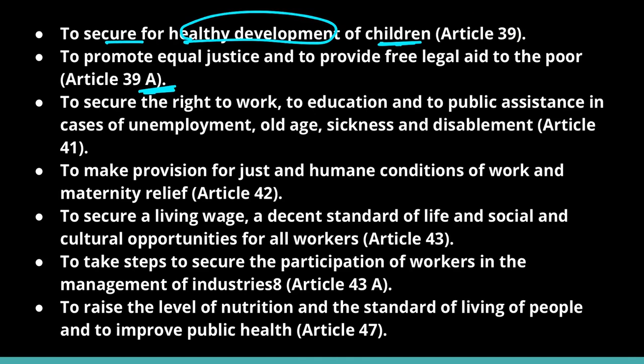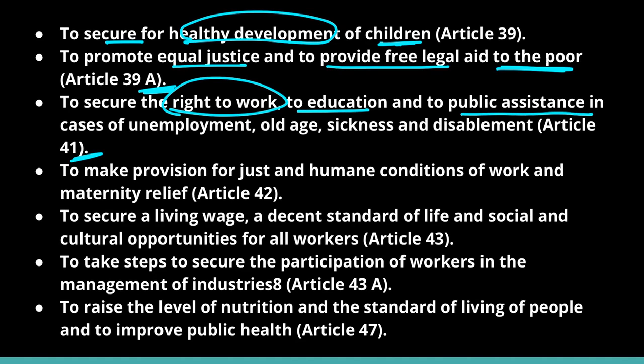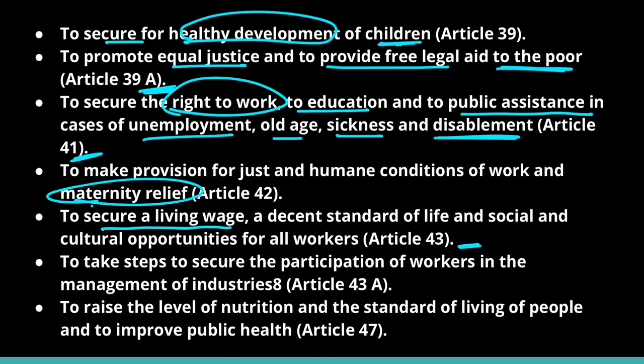Article 39A promotes equal justice and provides free legal aid to the poor. According to Article 41, it secures the right to work, to education and to public assistance in cases of unemployment, old age, sickness and disablement. According to Article 42, it makes provision for just and humane conditions of work and maternity relief. Article 43 states to have a secure living wage, a decent standard of life and social and cultural opportunities for all the workers.